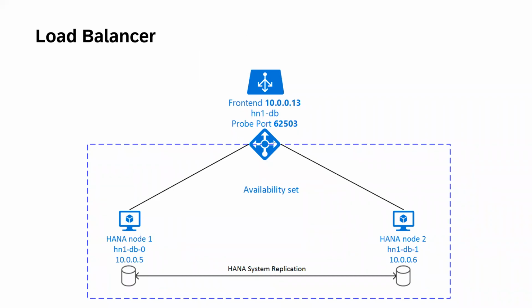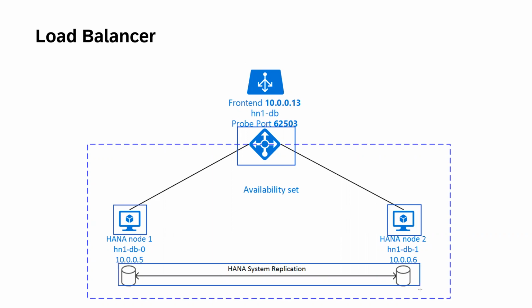In this example, this is a load balancer. This is a router, I think. This is a load balancer, so it is connected in the background. It is connected to both the nodes, node 1 and node 2, and this is configured into your HANA system application. Is that clear?